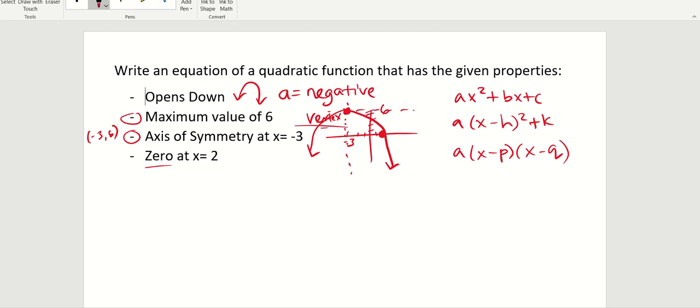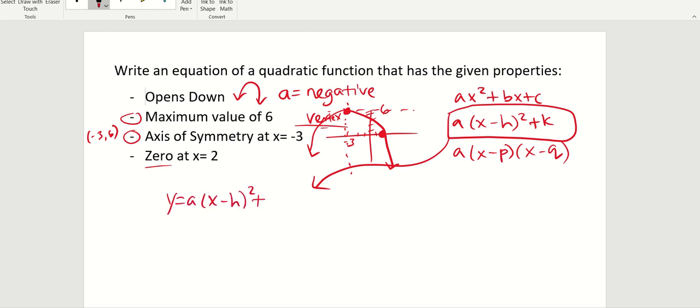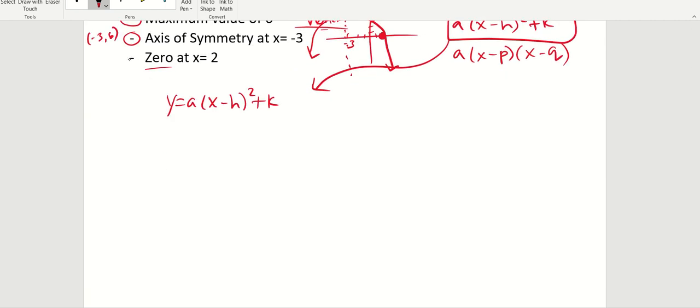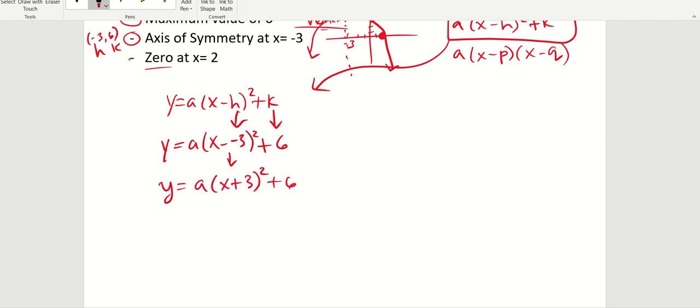Because we have a vertex, we want to use the vertex form. So we're going to have y equals a(x minus h) squared plus k. To substitute, we are going to substitute the h and the k that we created. So that's -3 and 6. And we are going to have a double negative right here. So now that becomes (x plus 3) squared plus 6.